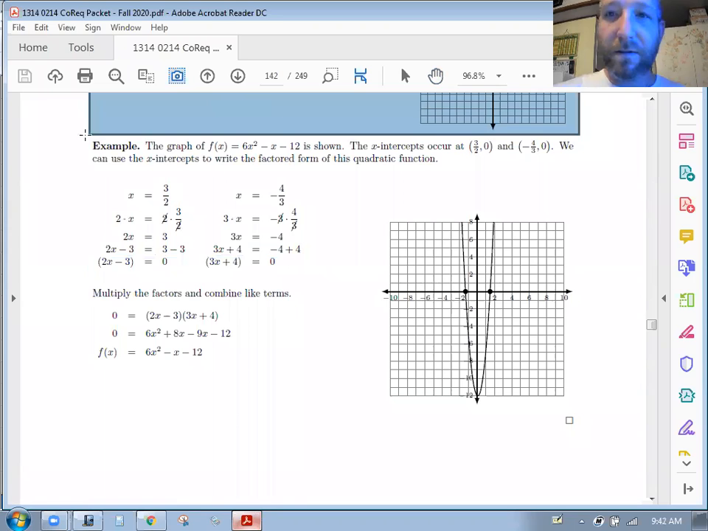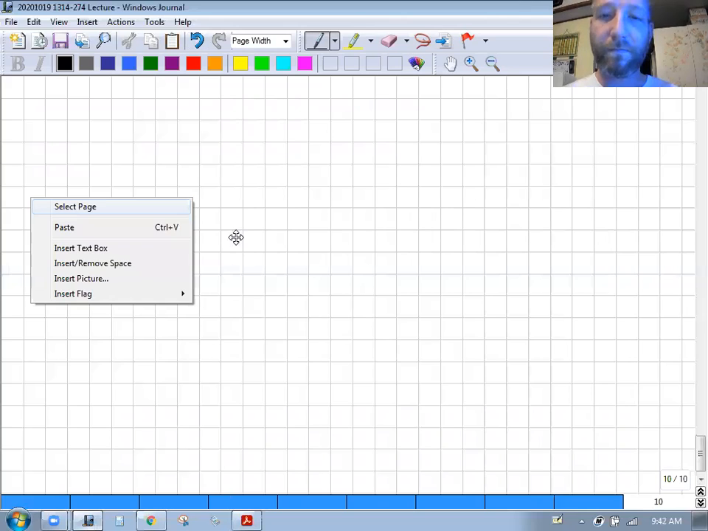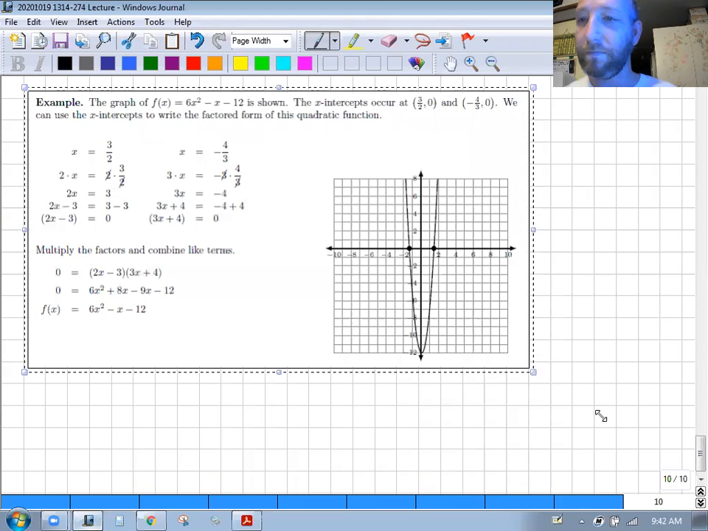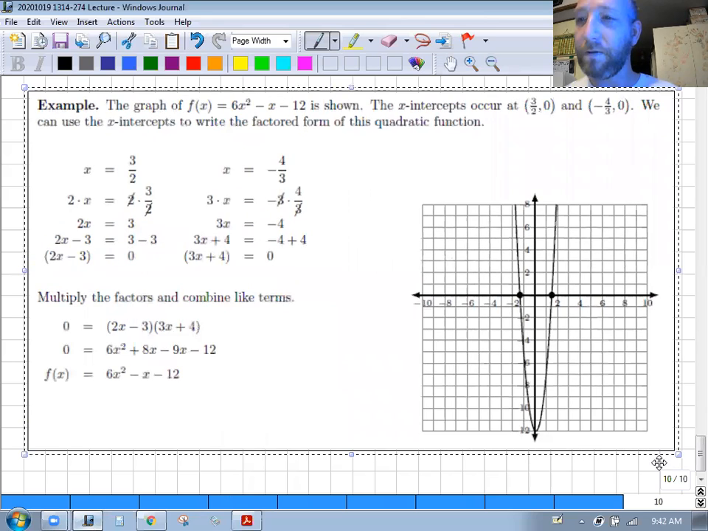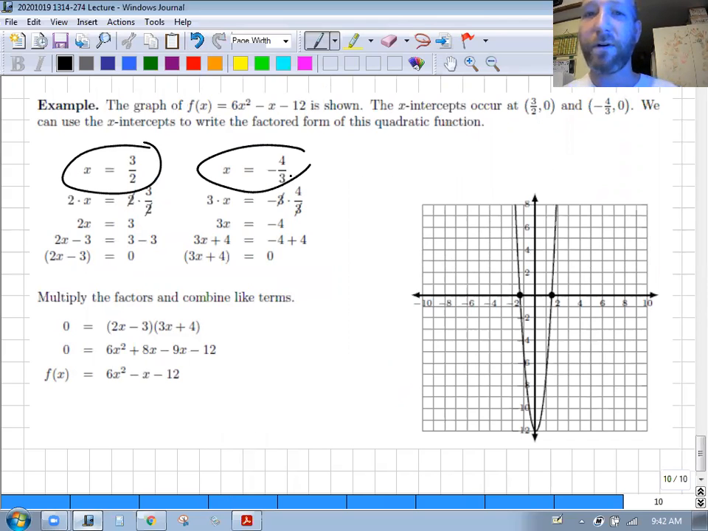All right, let's look at this one. So let's see, we're looking at the graph of 6x squared minus x minus 12. That's what this graph here is. The x-intercepts occur at negative 4/3, 0, right? And 3/2, 0. So we have x equals 3/2 and x equals negative 4/3, right?